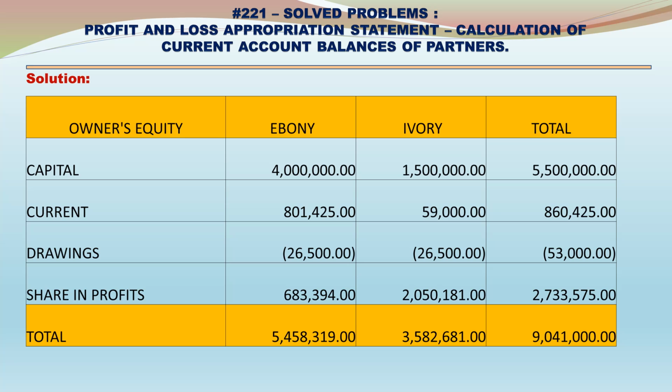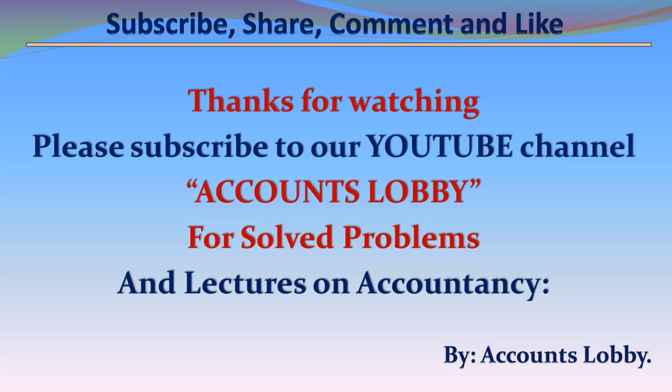For Ivory, capital 1.5 million. Current account 59,000. Drawings minus 26,500. Share in profits 2,050,181. Total 3,582,681. Totals: capital 5.5 million, current account 860,425, drawings minus 53,000, share in profit 2,733,575. Total owner's equity 9,041,000.